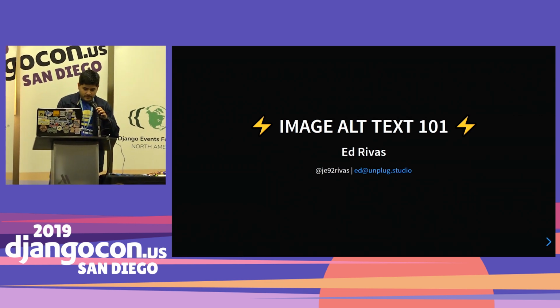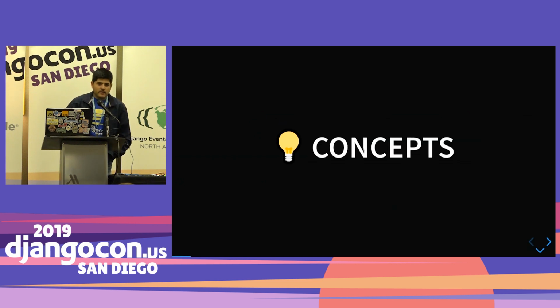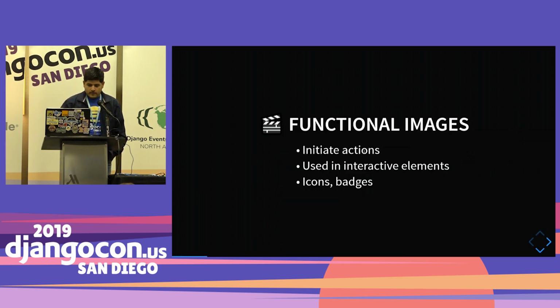All right. So hi, I'm Ed, I'm a web developer. Part of the work I do involves making sure sites are accessible, and one of the key things to make sure they are is to write good alternative text, and that's what we're going to be talking about today. So I want to introduce some concepts, and we're basically going to be thinking of images in three categories. The first one is functional images. These images try to convey to the user that an action will be initiated. They are used in interactive elements like links or buttons, and you can think of them as icons or badges.